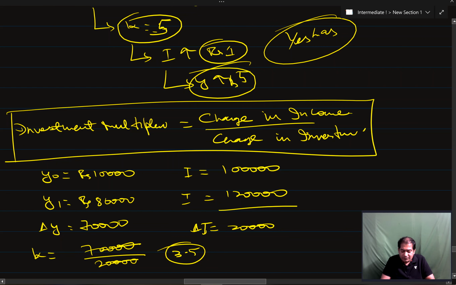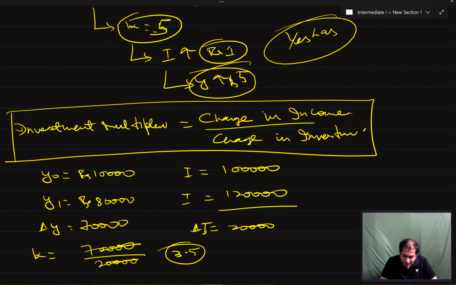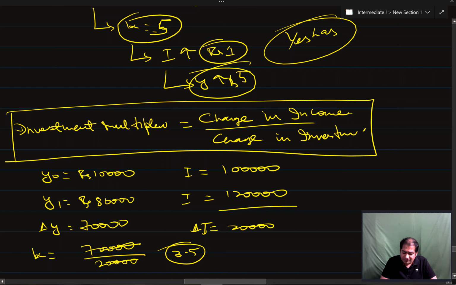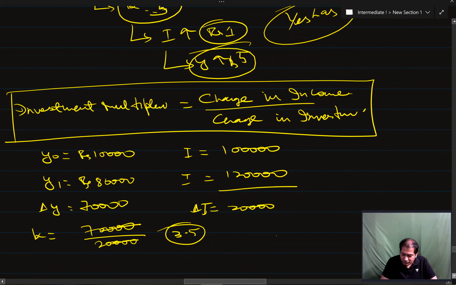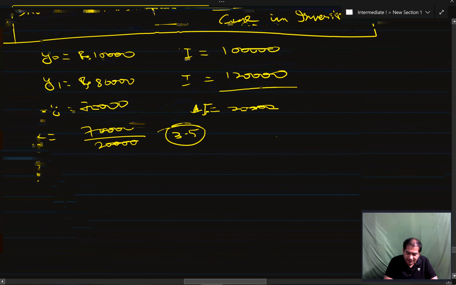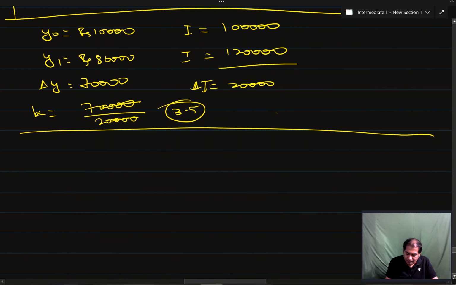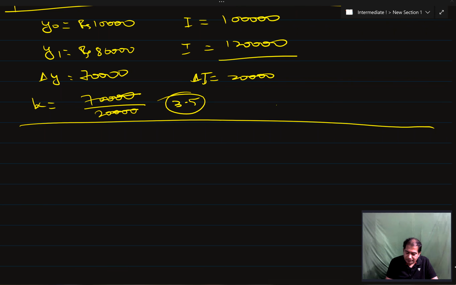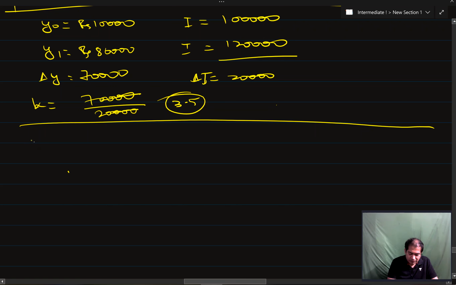Now what is marginal propensity to consume? MPC is calculated as change in consumption, delta C, by change in income. And in the consumption function, you have C equals A plus BY. This B value is your marginal propensity to consume. So how can we use this formula for MPC to find out the value of K? Simply, we say that K is 1 by 1 minus MPC.